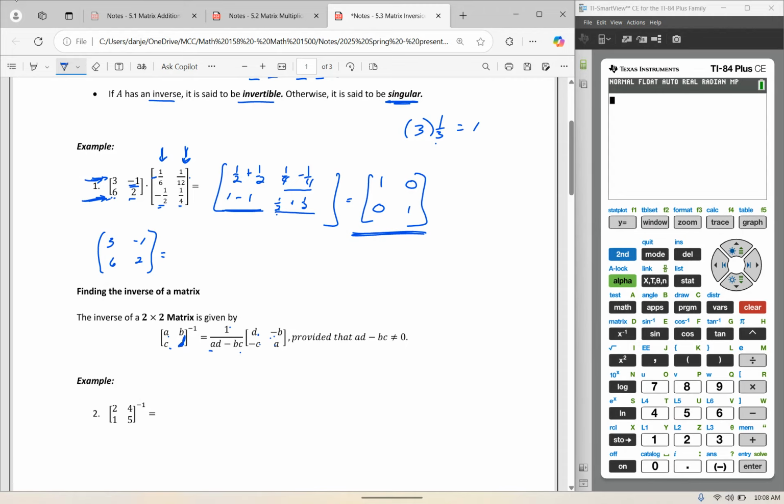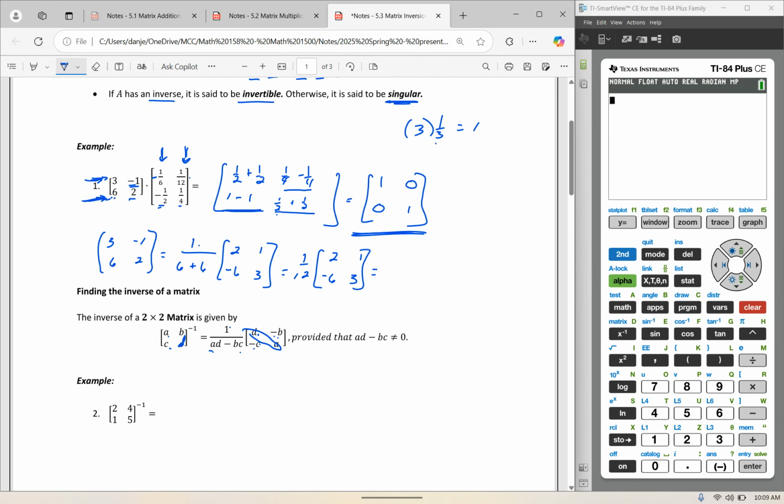If I do 1 over AD minus BC, A times D is 6, BC is 6 times -1, so I subtract -6, which gives 1/12. Notice again that the A and the D change places, so the 2 and the 3 change places. B and C change signs. So -1 becomes a +1, and 6 becomes a -6. 1 over 6 plus 6 is 1/12, times the matrix 2, 1, -6, and 3.